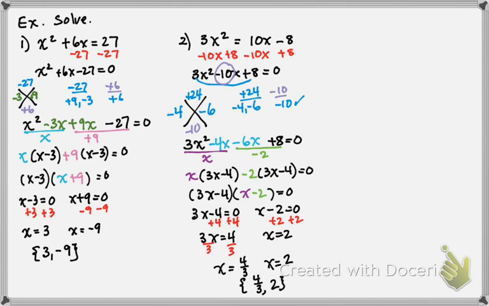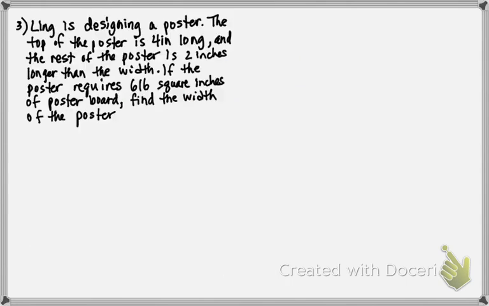Okay. All right, I'm going to switch to the next page and put in my word problem. So see you in just a sec. Okay, so here's your word problem. You might want to pause right now and copy it and then come back. Ling is designing a poster. The top of the poster is 4 inches long, and the rest of the poster is 2 inches longer than the width. If the poster requires 616 square inches of poster board, find the width of the poster.